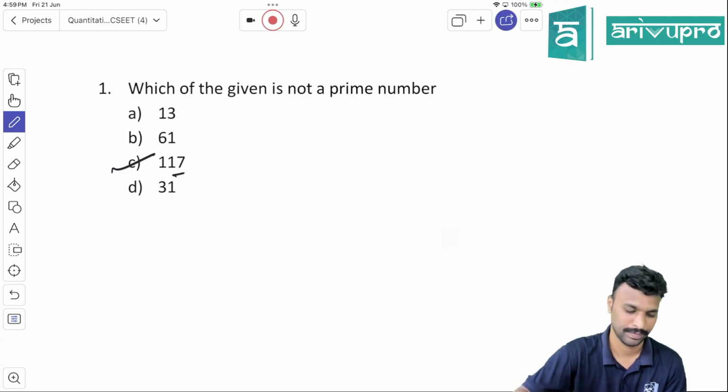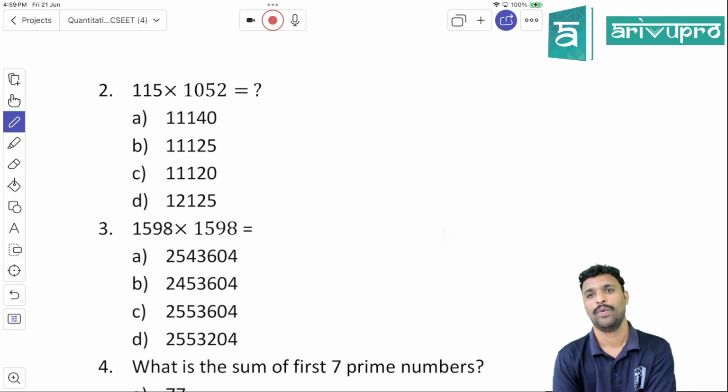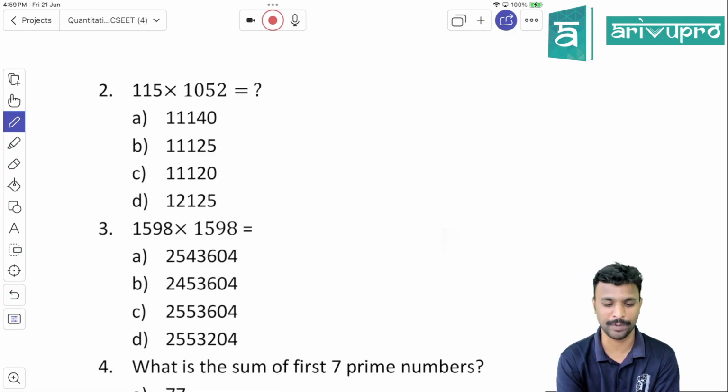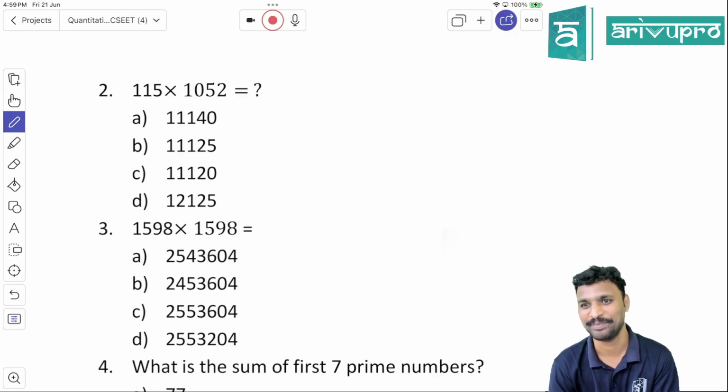Understood? Next, 115 into... which option could be the answer? Option A or option C?